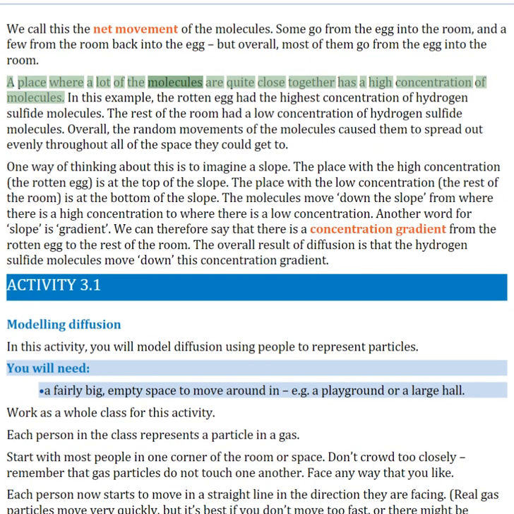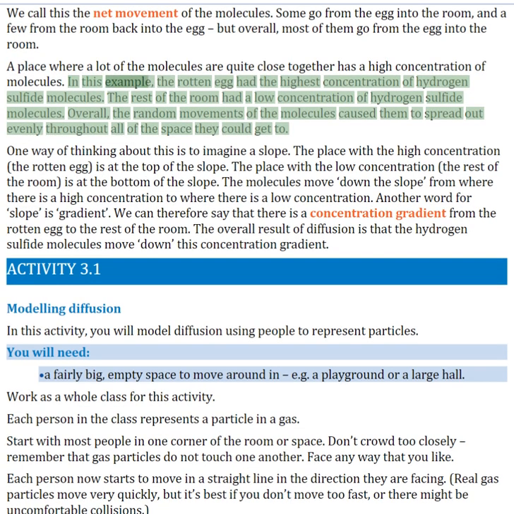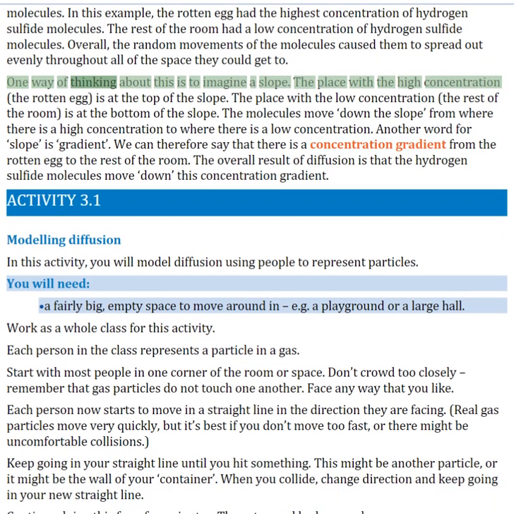A place where a lot of the molecules are quite close together has a high concentration of molecules. In this example, the rotten egg had the highest concentration of hydrogen sulfide molecules. The rest of the room had a low concentration of hydrogen sulfide molecules. Overall, the random movements of the molecules caused them to spread out evenly throughout all of the space they could get to. One way of thinking about this is to imagine a slope.